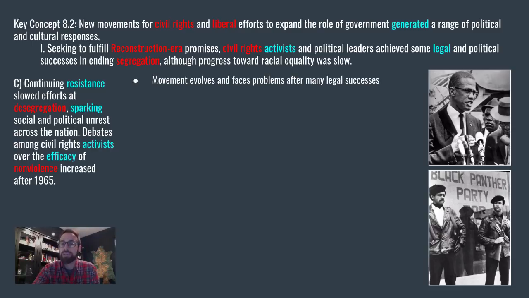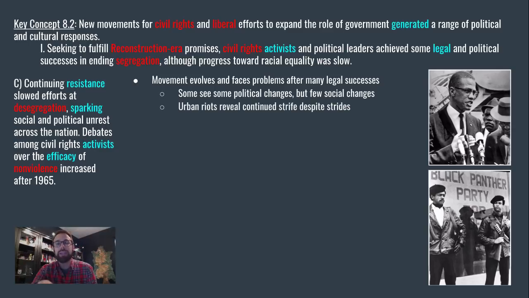So, because the movement faced those problems even after legal successes, the movement evolves, okay? We see political changes, but not changes in social views. And what happened in many cities is there were race riots, because economic and social equality was not achieved through changes in political rights. Here are some of the movements that develop as a result of this lack of, in the mind of some, true progress.